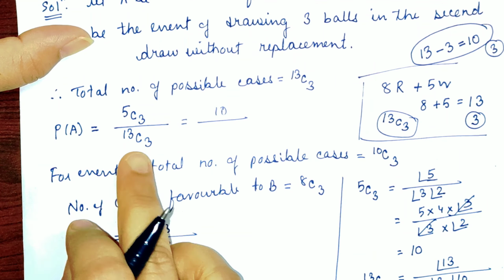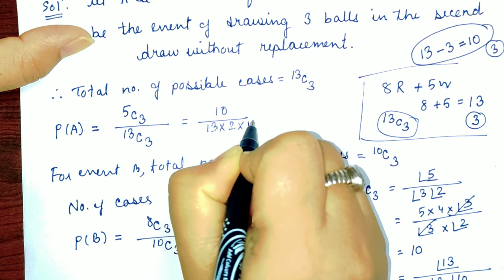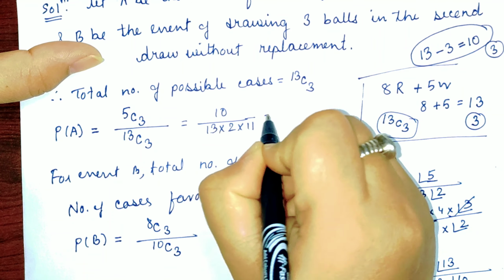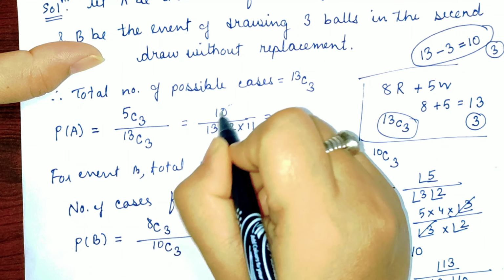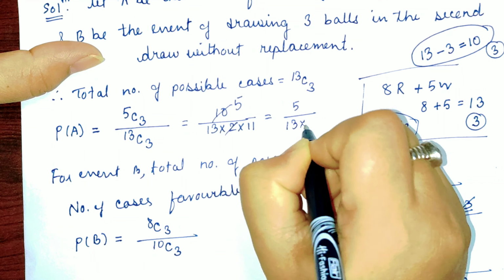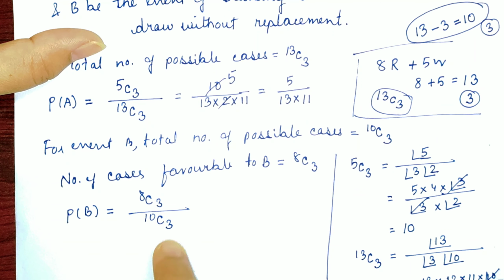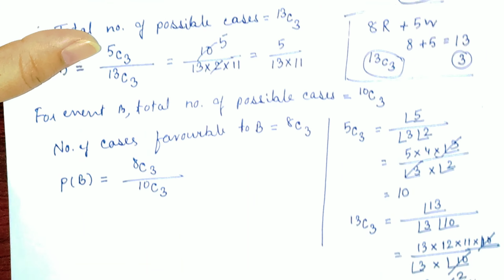5C3 value is equal to 10. 13C3 value is equal to 13 into 2 into 11. Now 10 divided by 2 is equal to 5. Therefore, 5 divided by 13 into 11. We will find out 8C3 and 10C3 value.